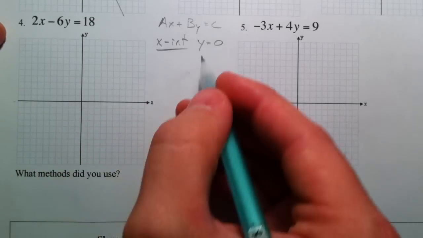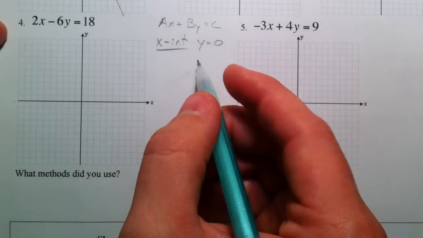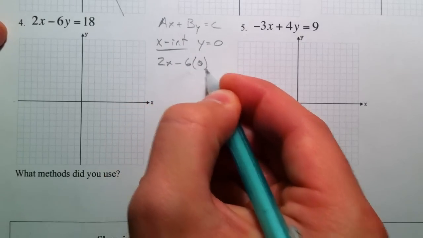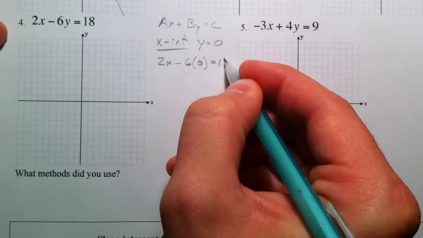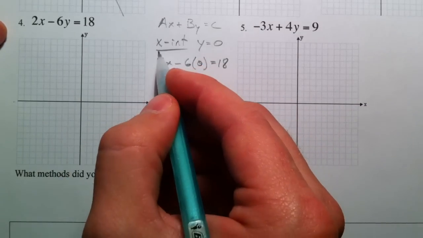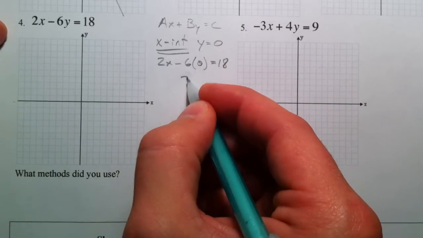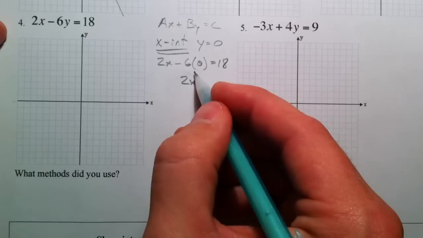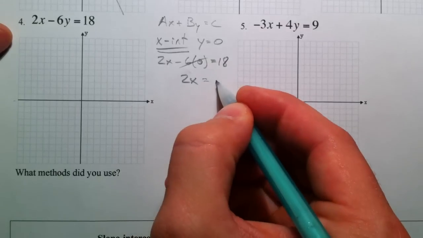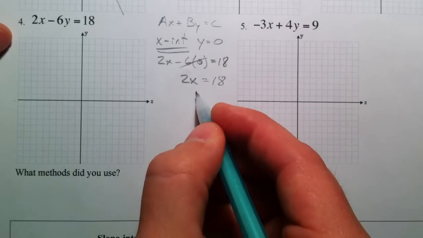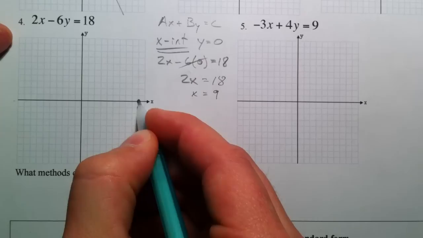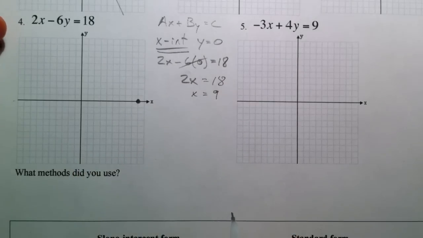So if you plug in y equals 0, 2x minus 6 times 0 equals 18. So I plugged in 0 for y because I'm trying to look for the x-intercept. So that means that crosses out completely because -6 times 0 is 0. 2x equals 18. Divide by 2, x equals 9. So our x-intercept is 9.